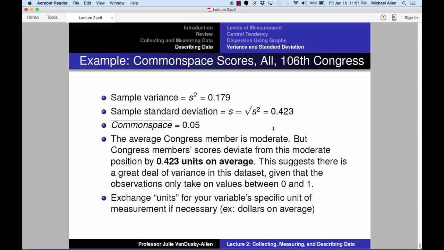Note that I bolded here where I interpreted the standard deviation. This is how you should interpret your standard deviation. You should state that the observations deviate from the mean of your variable by standard deviation units on average. If your variable has a specific unit of measurement, you would exchange the word units for that specific unit of measurement. For example, if your variable is measured in dollars, you would say dollars on average instead of units on average. If your variable does not have a specific unit of measurement, just use the term units.